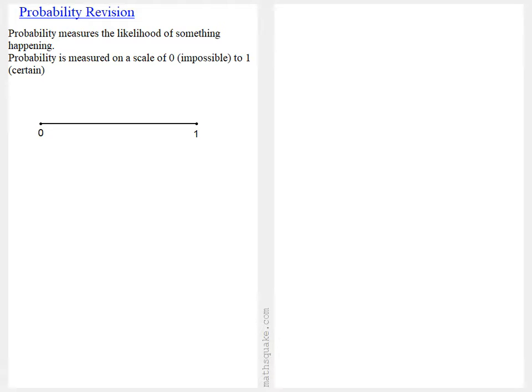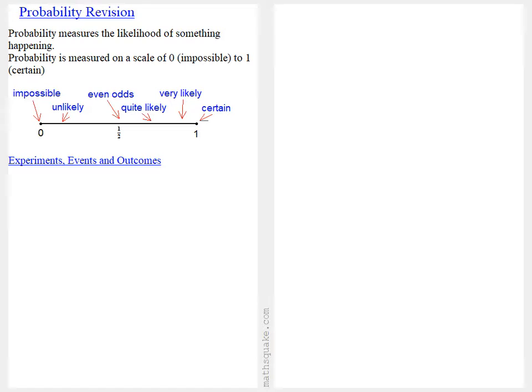So if we draw out a scale, we see at 0 it's impossible. When we're near 0 it's unlikely. Halfway along the line we've got even odds, or 50-50. As we move further along the line we get quite likely or very likely, and when we reach 1 it's certain. Now, there are some words we need to define: experiments, events and outcomes.